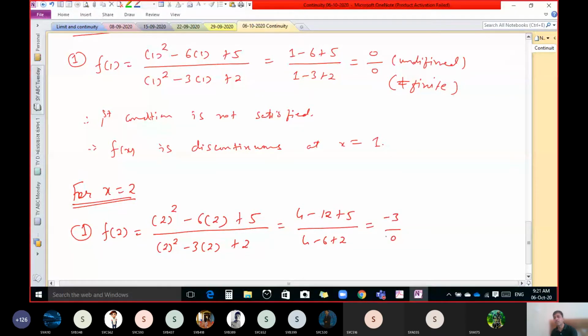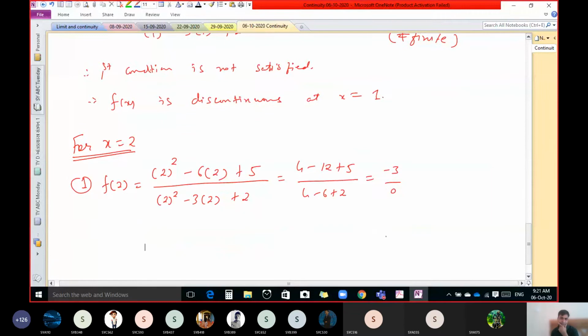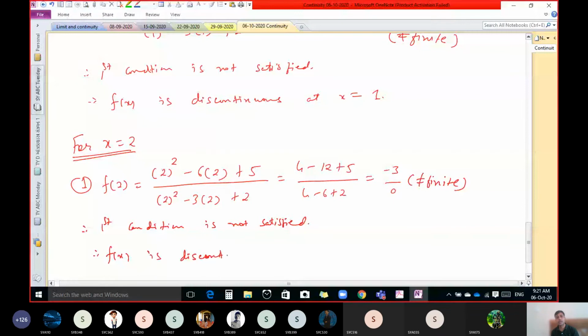What is minus 3 divided by 0? Infinite. Yes, it is infinite. That means not finite. Therefore, the first condition is not satisfied. Therefore, f of x is discontinuous at x equal to 2. No need to check the second and third condition.